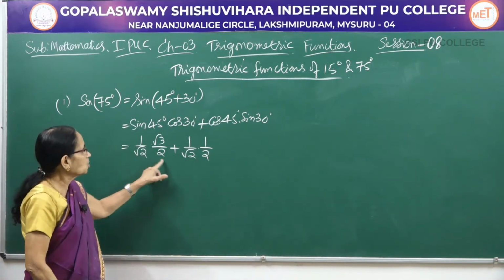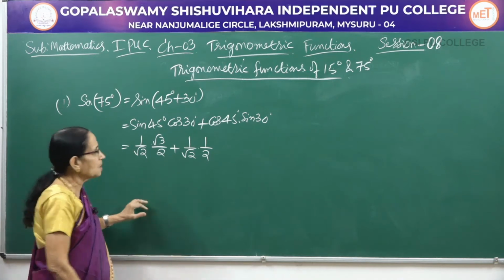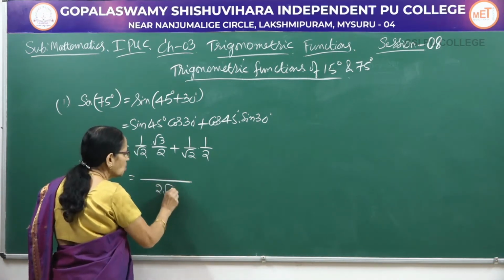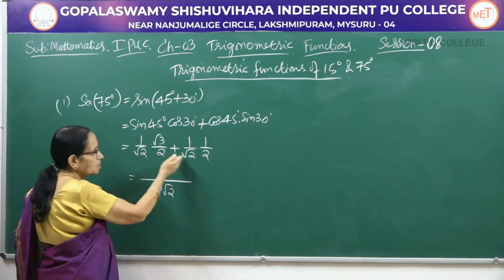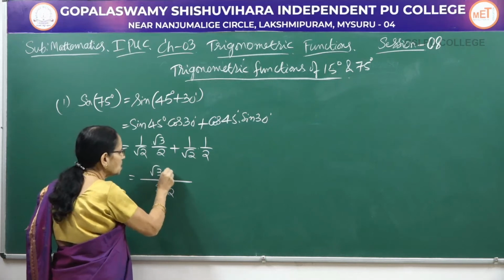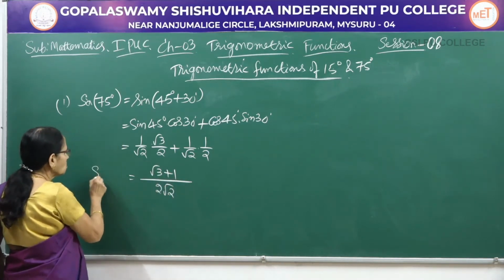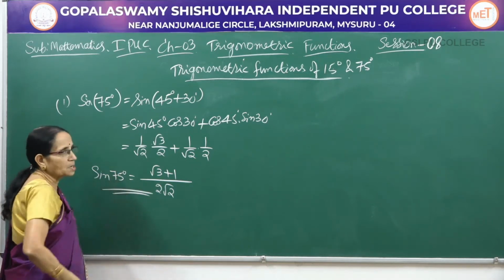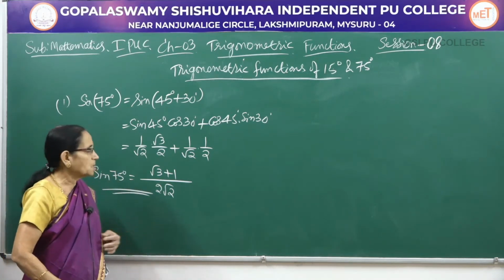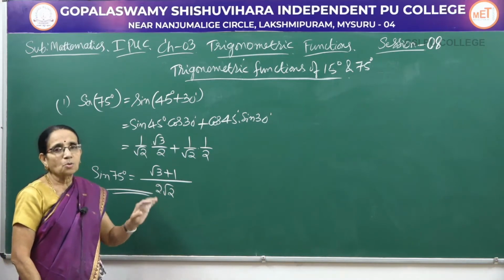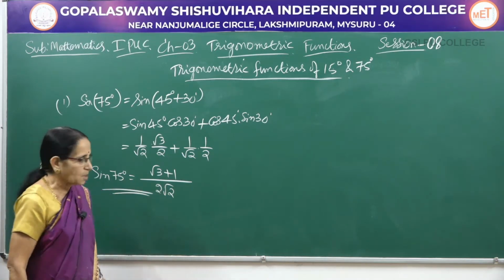Now you observe 2 root 2 is the LCM, that is the common denominator. Taking the LCM 2 into root 2, since both of them have the same denominator, you can write the numerator directly. So this is the value of sine of 75 degrees: root 3 plus 1 divided by 2 root 2. So you can add this also to the list of your standard values.